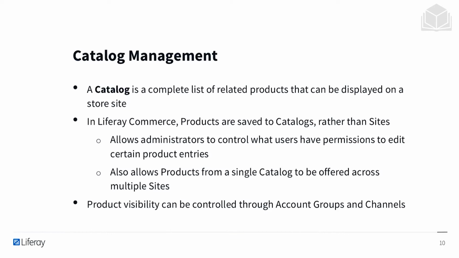So the big takeaway here is that we use catalogs to group together some products, and then we can use the catalog settings to control which users have permissions to edit these certain products. It also allows Liferay Commerce to say that it wants particular catalogs to be displayed on certain sites or channels.